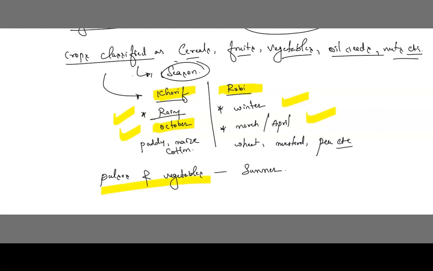Usually in the month, we grow during summer season. Yes, children, I hope you have understood the different types of crops and which are the ways we classify the crops. Now let me have some questions. Okay, let me solve some questions.